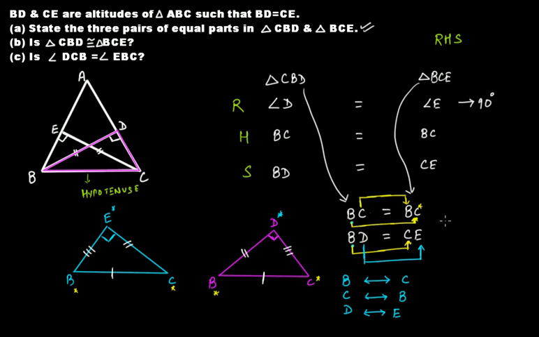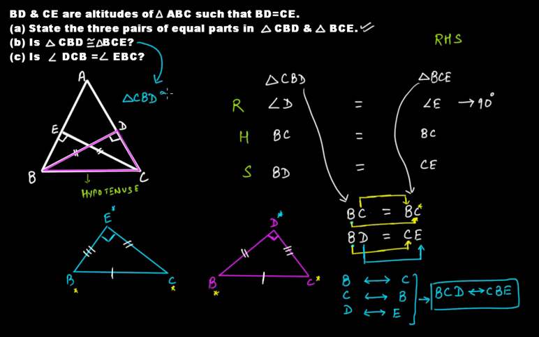Therefore, in short, you can sum this up as BCD and CBE. This is the correspondence when these two triangles are congruent. Now, look here. Let me write it here. Triangle CBD is congruent to triangle BCE.